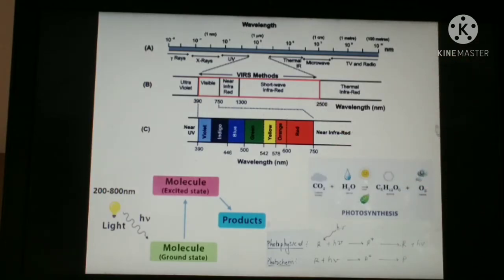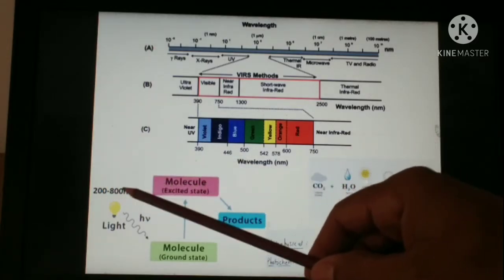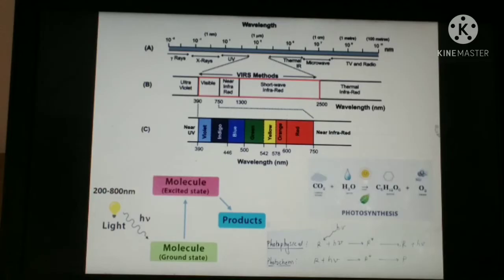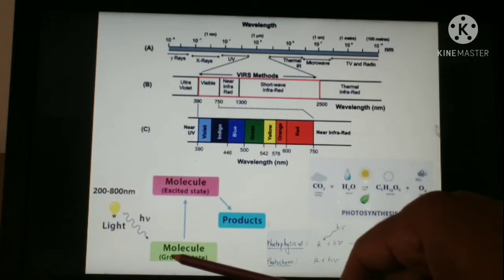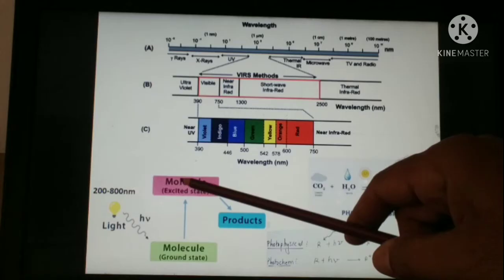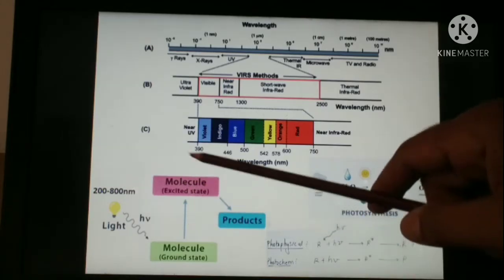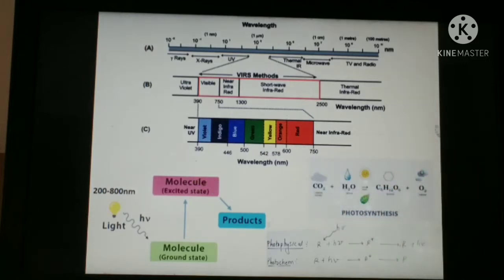For photochemical reactions, we usually irradiate light from 200 nanometers to 800 nanometers. Molecules in the ground state, when absorbing the light, are excited. Molecules then come into excited states at high energy, and this excited state of the molecule is converted into product. One natural example of a photochemical reaction is photosynthesis, in which plants use carbon dioxide and water in the presence of a photosensitizer like chlorophyll, and in the presence of sunlight it forms glucose and oxygen is released.